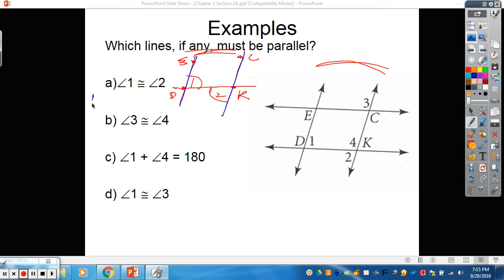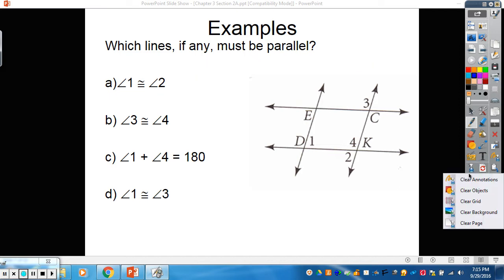So I'm going to go ahead and say this. I know that ED is parallel to CK, or KC, or DE, it doesn't matter how you put it, by number 2. And there you go. We have justification, and we've identified the parallel lines. Now, for purposes of neatness, I'm going to get rid of that chicken scratch there, and we'll take a look at angles 3 and 4.